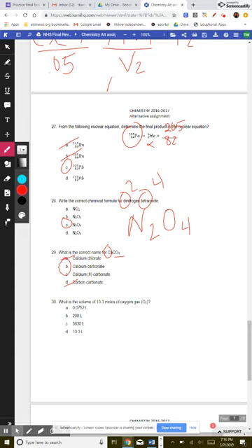The answer is B, because calcium is not a transition metal. Remember, transition metals are between groups 3 and 12. Those are the ones in the middle of the periodic table that get the Roman numerals. All the other ones do not.